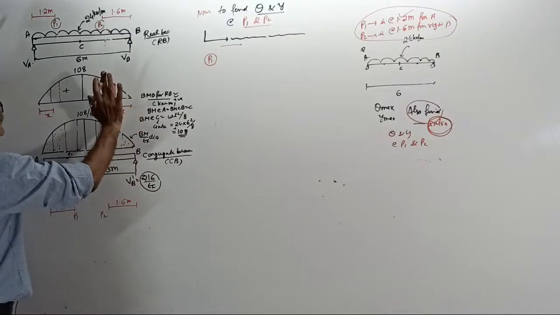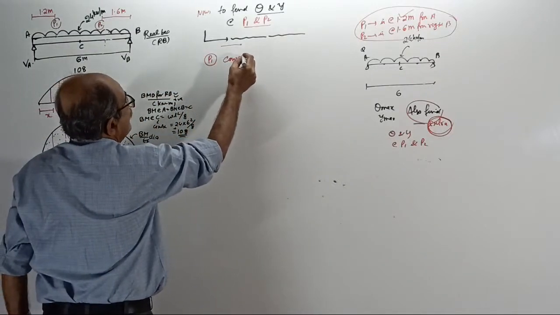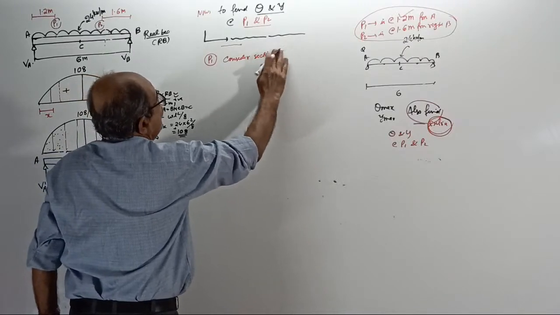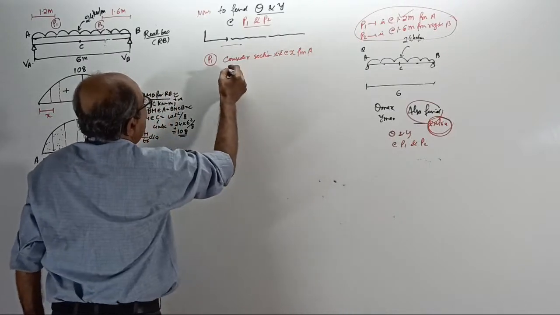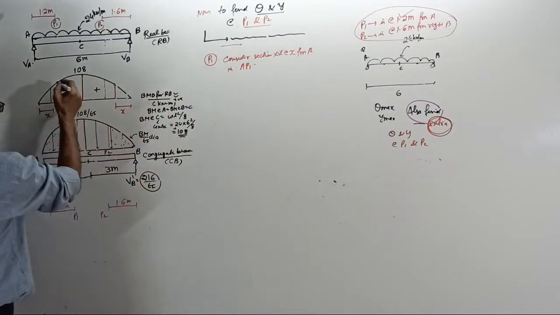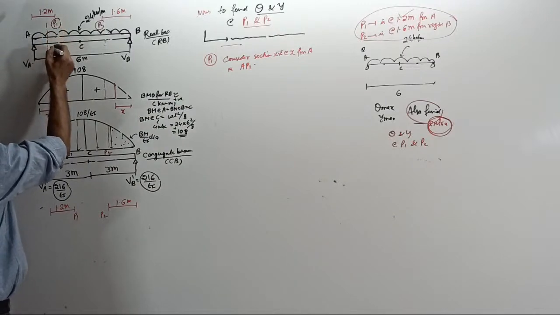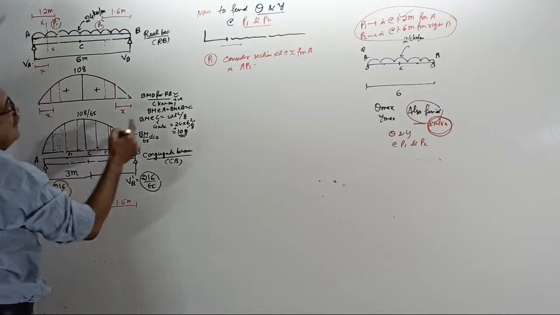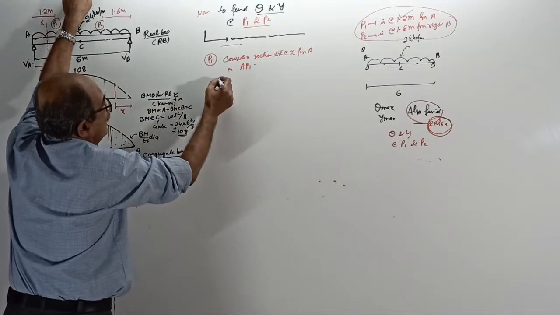So I'll do one thing. This side comes later. Consider P1. Consider a section XX at X from A in the AP1 portion. So section XX is somewhere here. Take a section XX at X from here, X only. Now, in AP1, find the bending moment there.